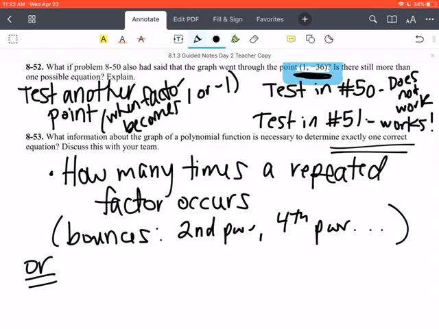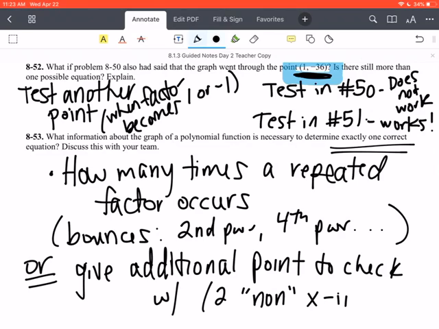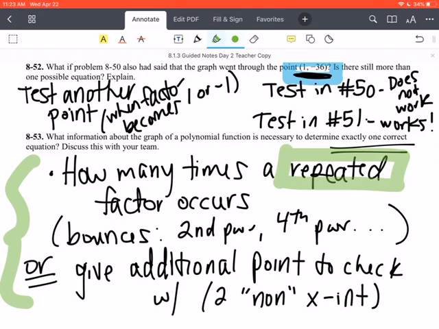Okay, the other option, if they don't want to tell us that, is that they need to give us an additional point to check with. So basically they need to give us 2 non-x-intercepts. And this is only going to happen, let me stress, when you have repeated factors. So if everything is just raised to the first power, if there's no bouncing or leveling off, then this is not going to be an issue.